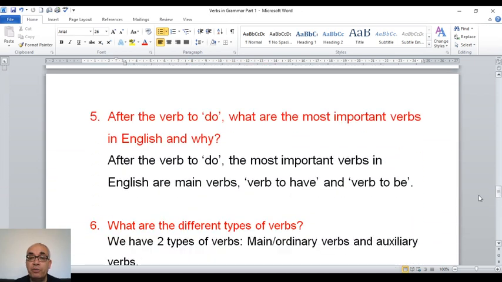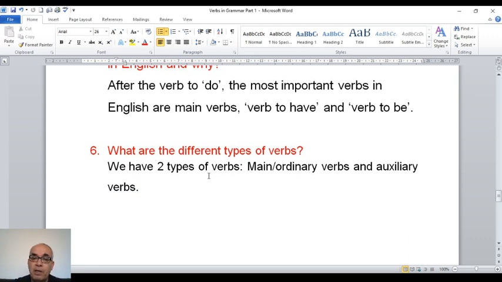After verb to do, what are the most important words in English and why? So the most important verbs after verb to do are what? Verb to have and verb to be. So the most important verb is verb to do. After verb to do, we have verb to be and then verb to have.